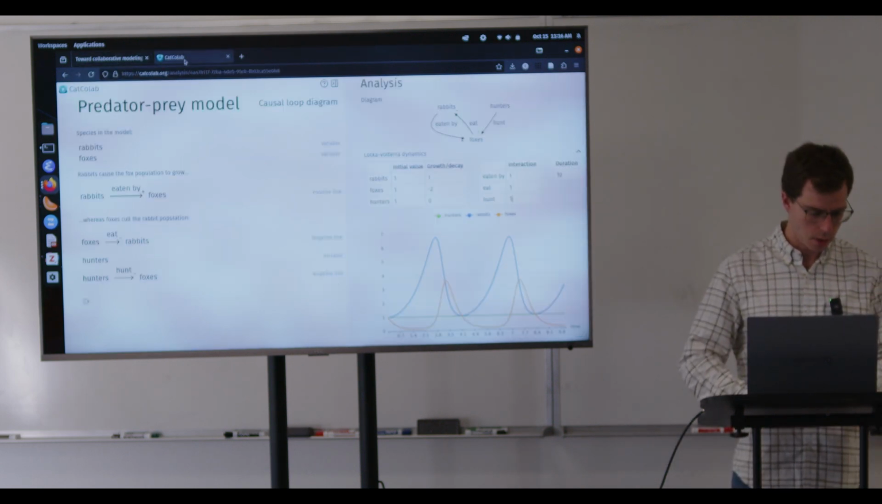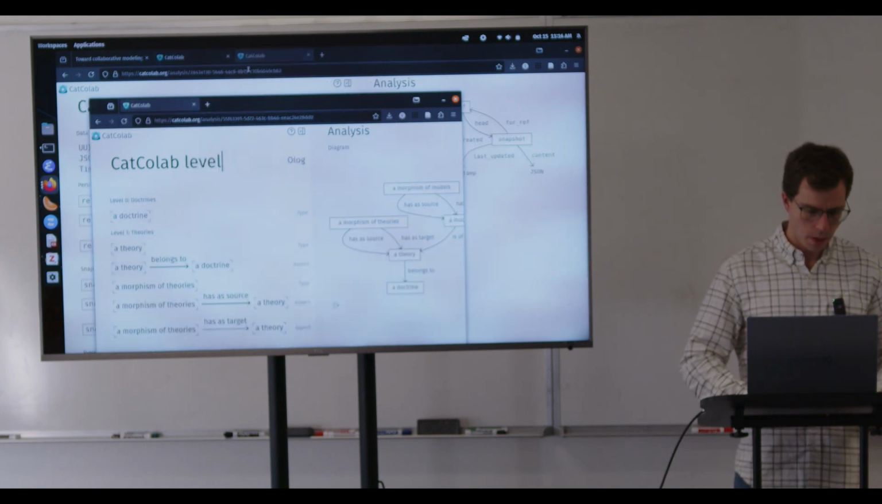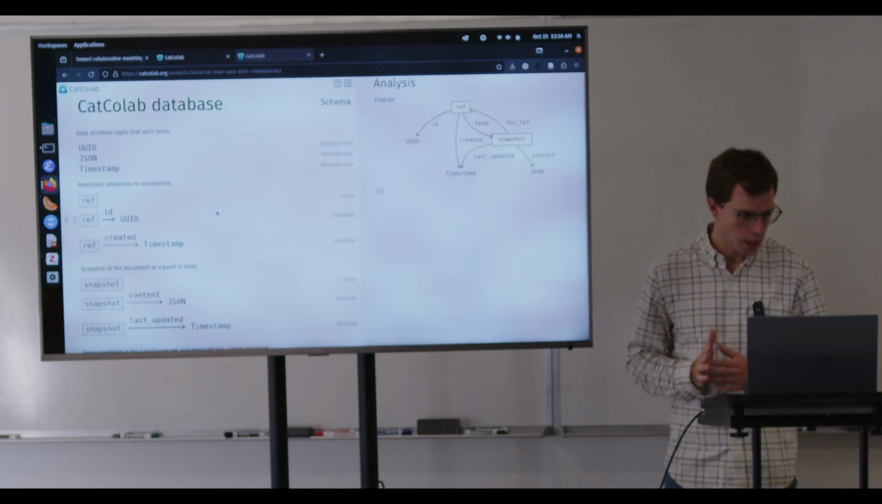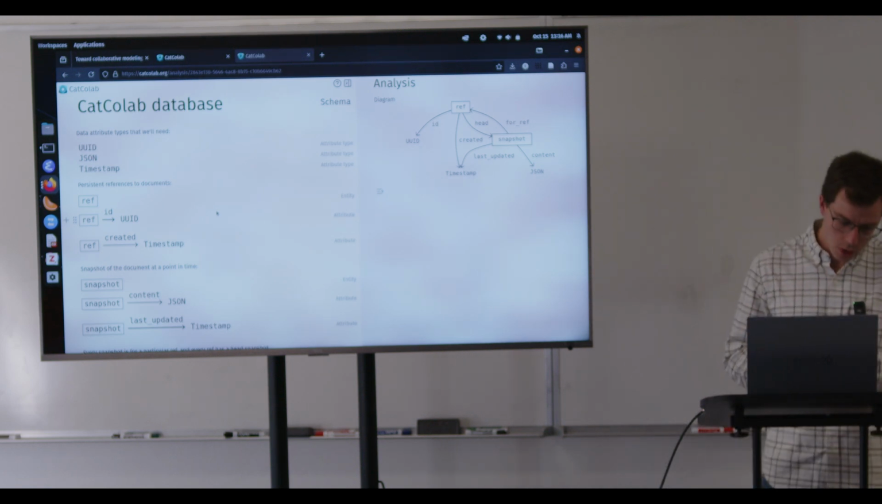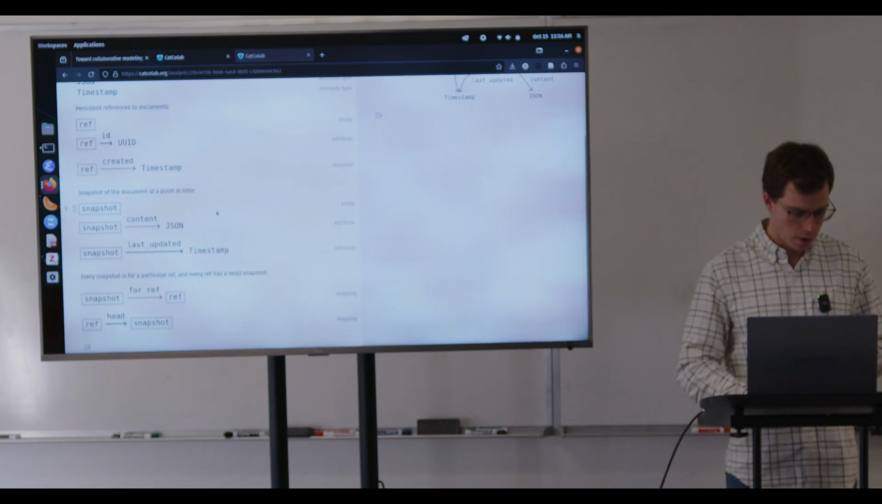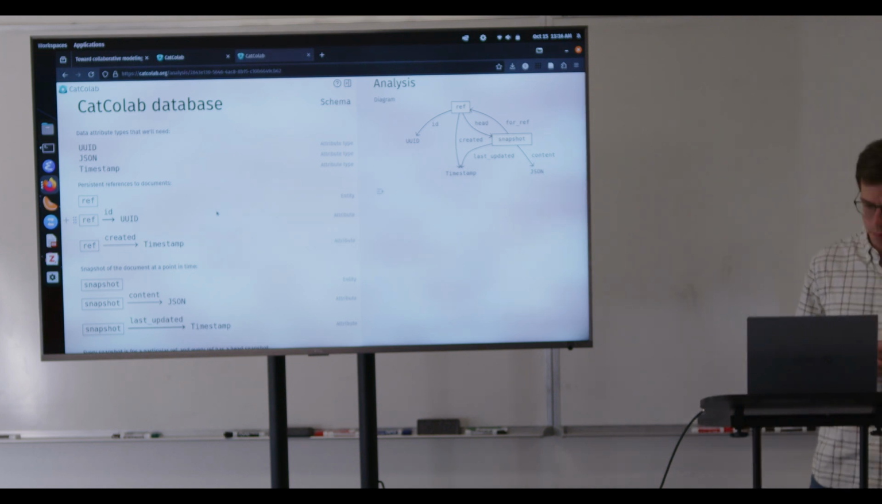And another example I want to show, which I'll do more briefly, is a database schema. I won't spend too much time on this, but this is a fragment of the database schema that's in the CatColab backend.